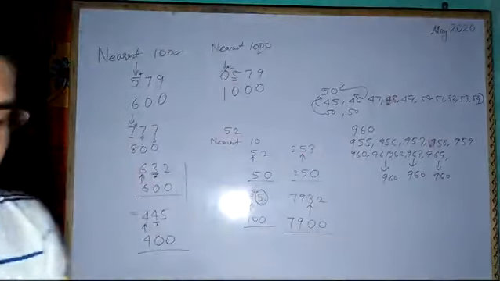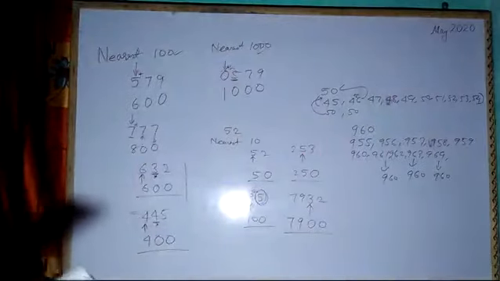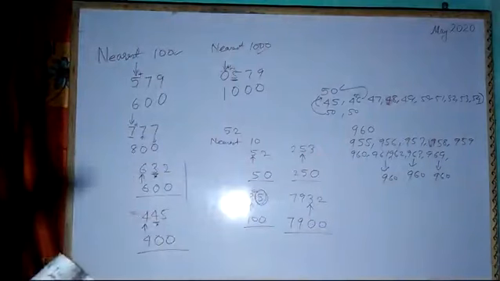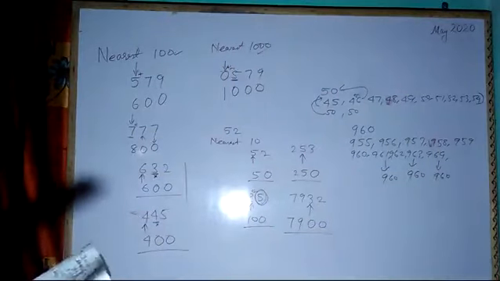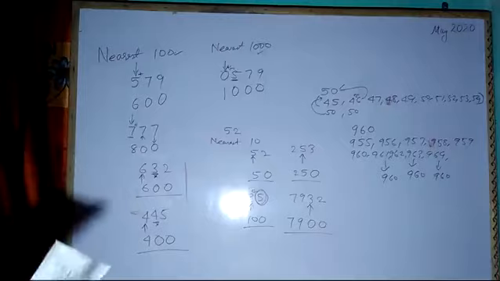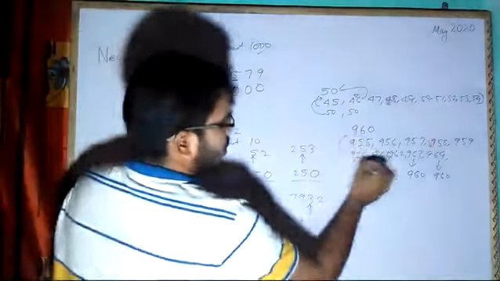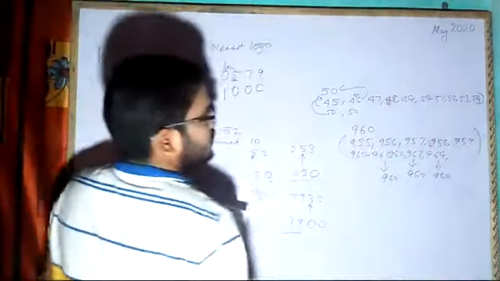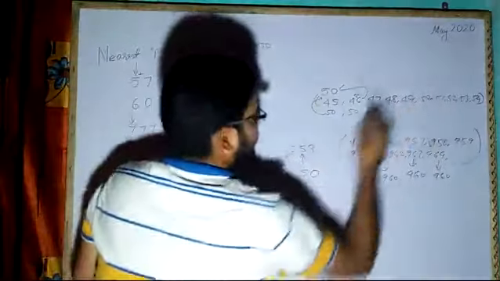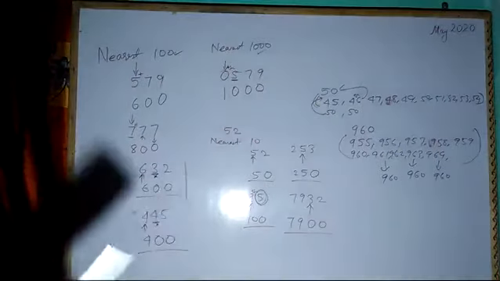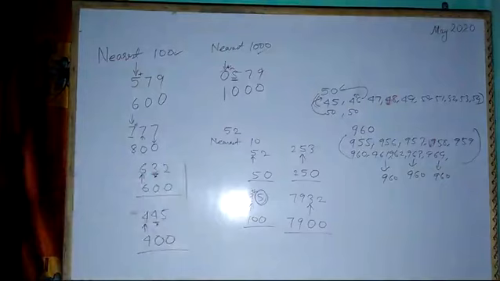So this is the meaning of question number 2 of your exercise round off chapter. And this is how we are going to estimate. So all these numbers will be your answer for this, and the remaining sums you solve at your home.